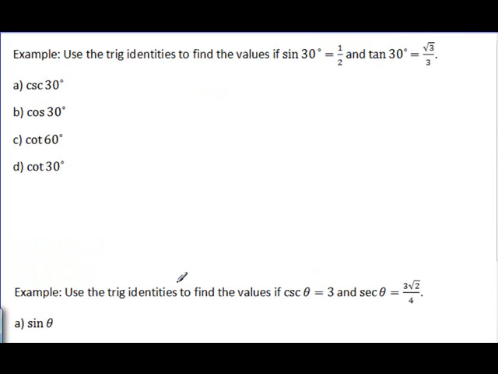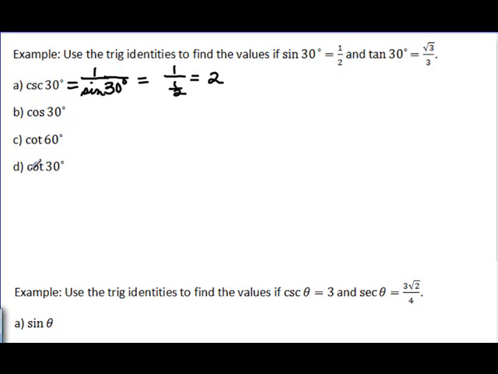So let's go through and use some trig identities to find some values, given that sine of 30 degrees is 1/2 and tangent of 30 degrees is the square root of 3 over 3. These are things that we've already talked about. So how could we find cosecant of 30 degrees? Well, we know that cosecant is 1 over sine. So cosecant of 30 would be 1 over sine of 30 degrees, which in this case would be 1 over 1/2, which would be simply 2.